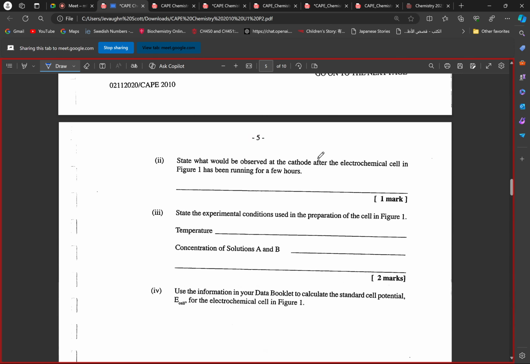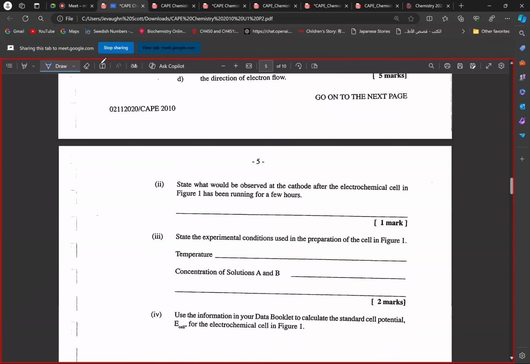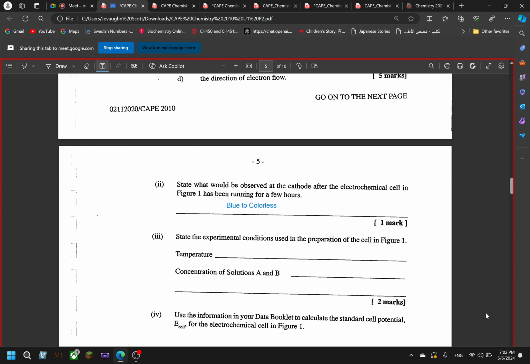State what would be observed at the cathode for the electrochemical cell if it's running for a few hours. What will be happening at our cathode? We're going to see a color change. It's going to be decolorized. We're going to see blue to colorless. And that's because we're going to have copper being redeposited back onto the electrode.